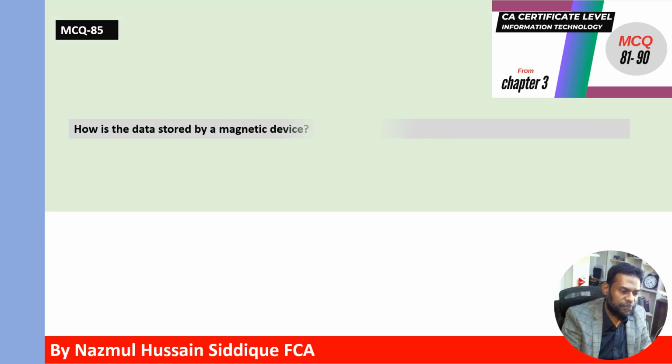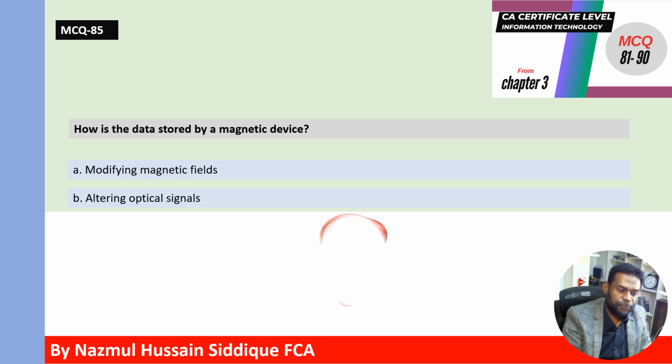Question 85. How is the data stored by a magnetic device? Option A, modifying magnetic fields. Option B, altering optical signals. Which one is the correct answer? The correct answer is A. Modifying magnetic fields is the way to store data by a magnetic device.